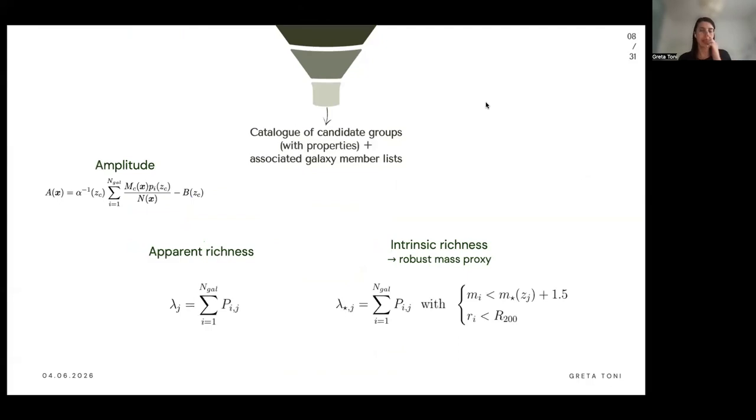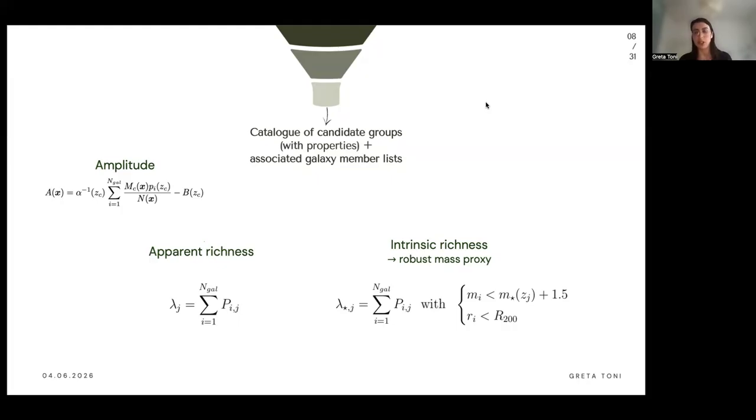Perfect. So the output finally is the catalog of candidate groups or clusters with their properties and associated galaxy member lists for each of the detections. Among the properties, we have obviously the amplitude, which I mentioned before. It's the natural output of the filtering process. And then we have the apparent richness, which tells us the amount of visible galaxies inside the system, which is just the sum of association probabilities, and the intrinsic richness, which is the same, but with a constraint in distance from the center and magnitude.